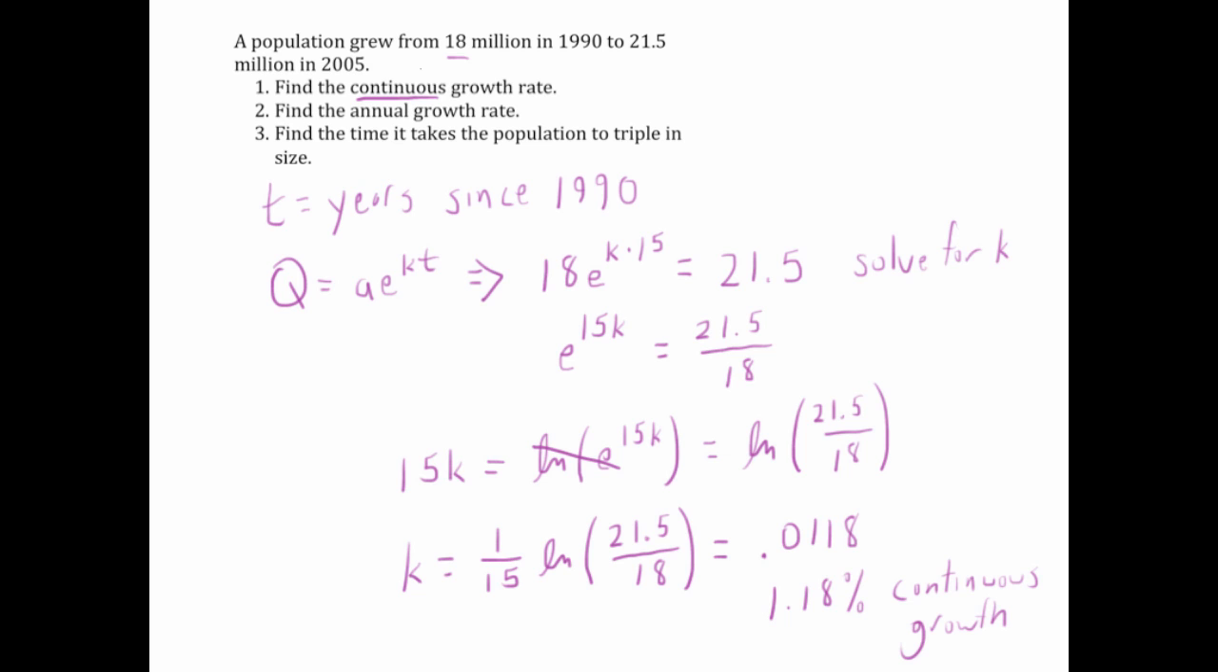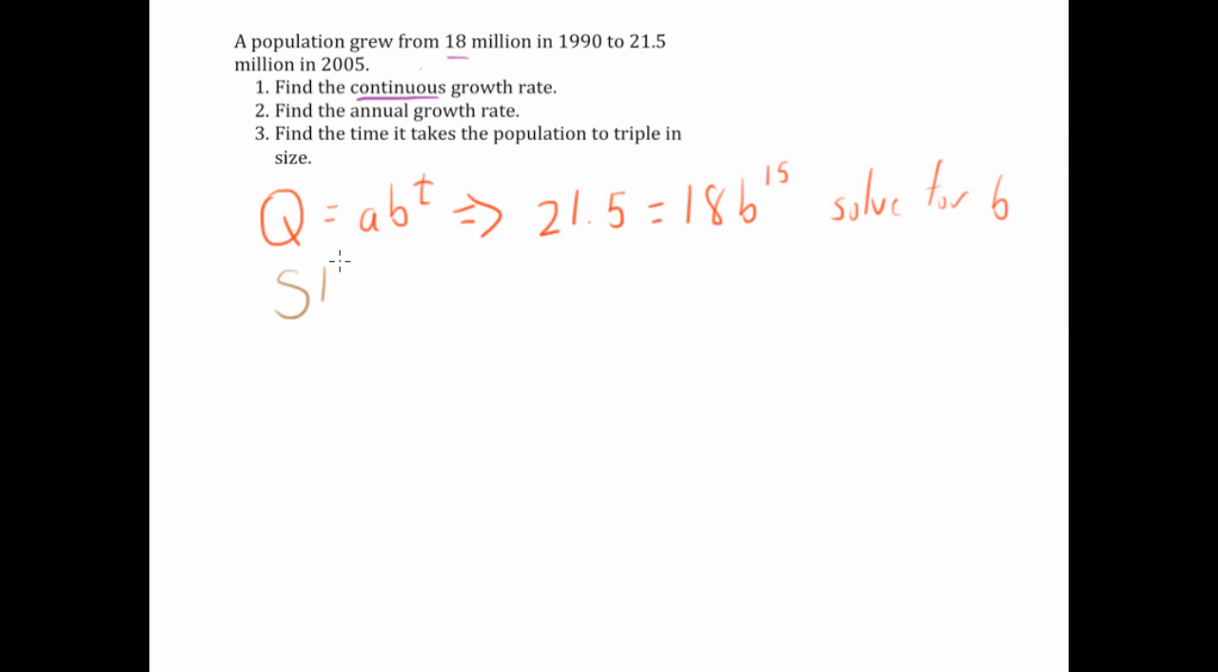Let's move to number 2, and let's do the annual growth rate. Now, what I could do is say, all right, Q is now going to be A b to the t. I could plug everything in: 21.5 equals 18 b to the 15, and solve for b. You can do this, but instead I'm going to show you the shortcut. We already have a formula for Q. Q is 18 e to the 0.118t. There's an easy way we can take what we have here and convert it into this format.